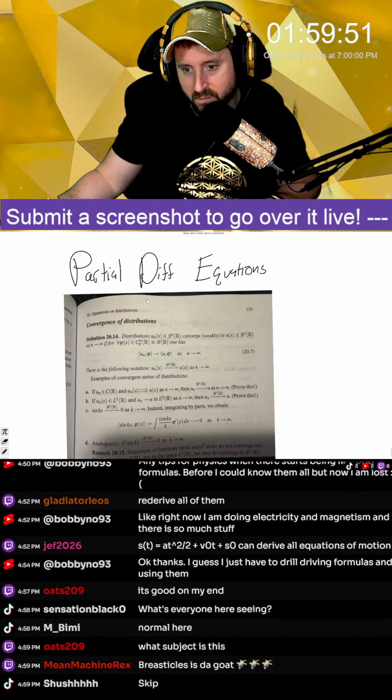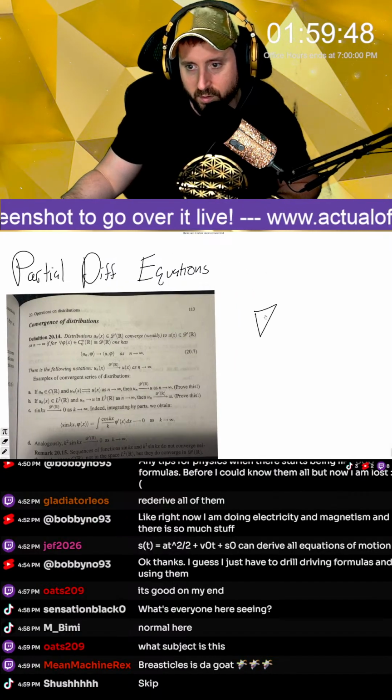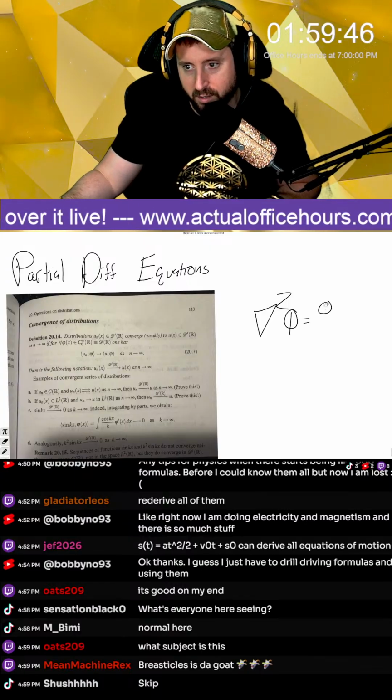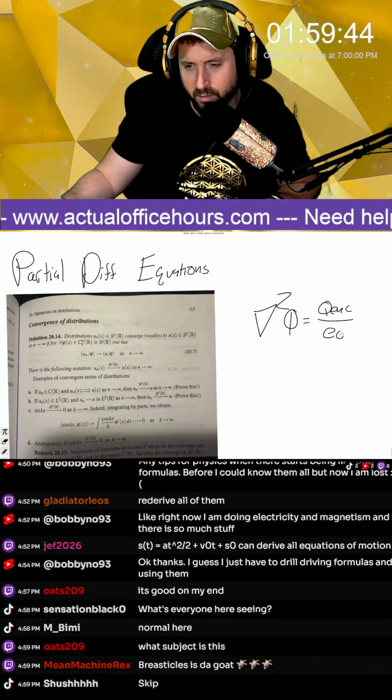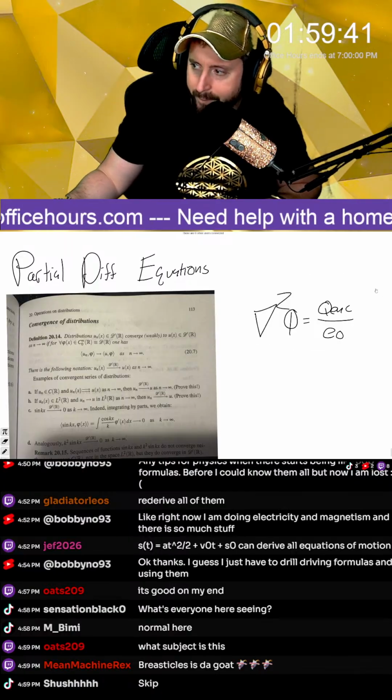Like if you remember in E&M doing the separation of variables, where phi is equal to like Q enclosed? Is this kind of what it is? Something like this. Something like that.